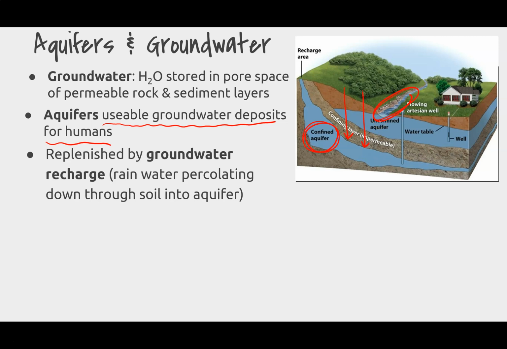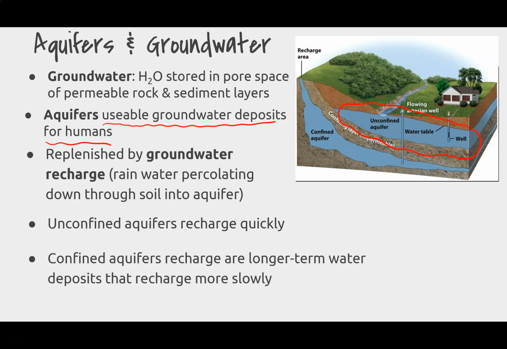But of course, we have a problem because humans are pulling the water out of these aquifers way faster than it can sink in and replace them. A soon-to-be problem, which we will also see coming up. Unconfined aquifers will recharge quickly. Those are the ones that are near the surface, these guys up here. They're going to replenish themselves quickly because they're near the surface. A confined aquifer is much deeper. It is much more difficult to get the water down there. The recharge is much, much slower.